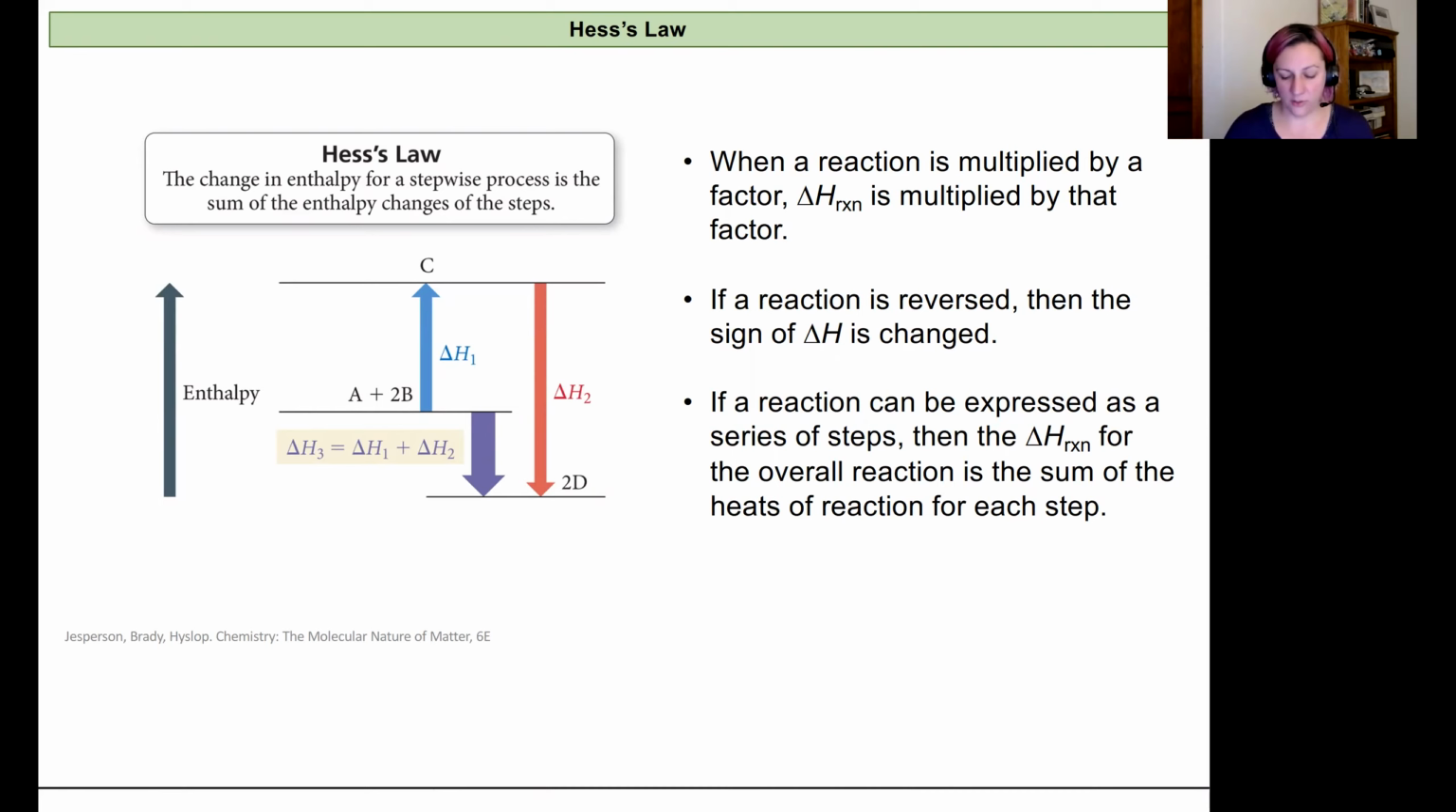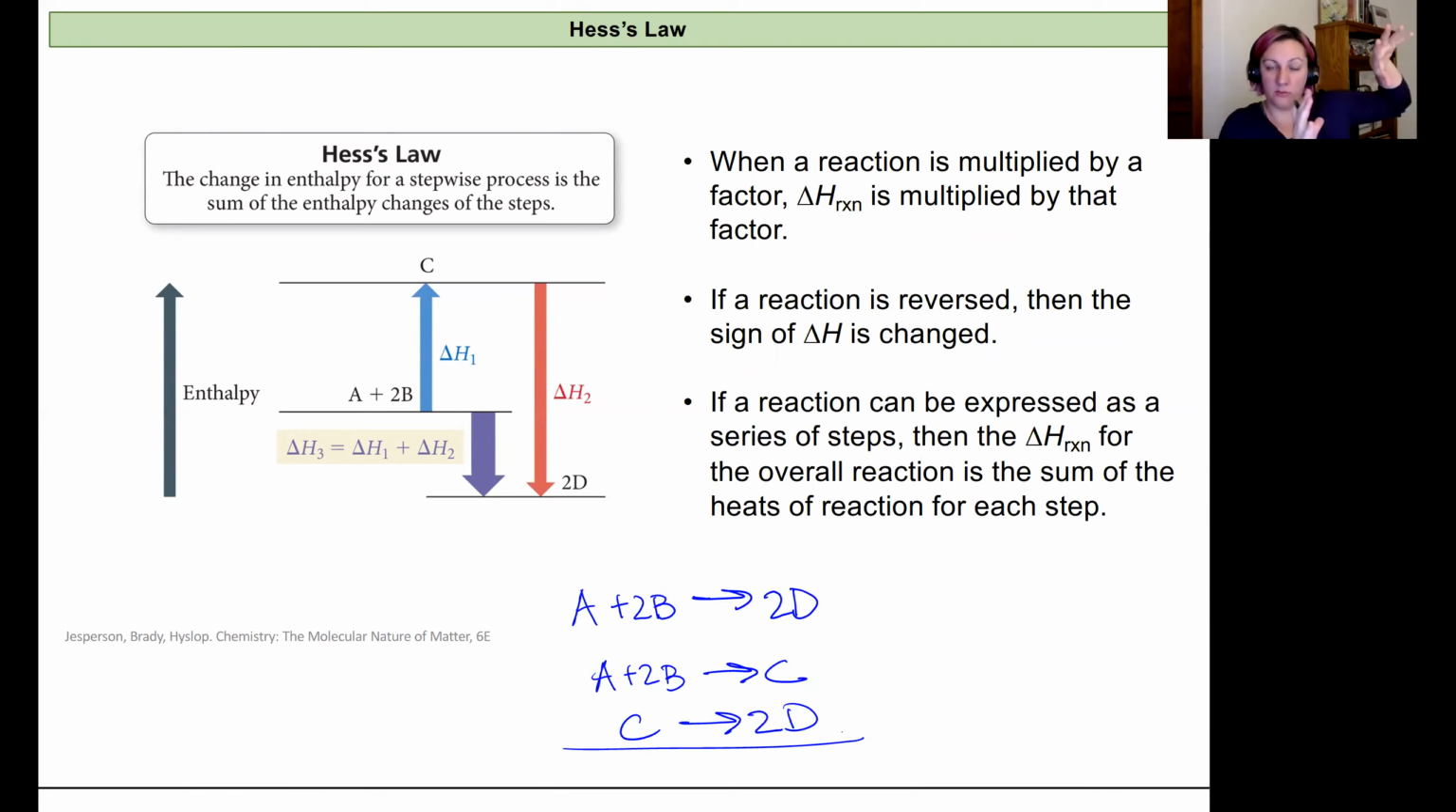So if I take my overall reaction that A plus 2B becomes 2D, I could break this up if I know that A plus 2B becomes C and that C becomes 2D. If I take the sum of these two reactions, taking everything on the right side and left side and adding them together, I would have A plus 2B plus C becomes C plus 2D. And I can essentially cancel out those C's on both sides, kind of like our net ionic equations, since it's the same on each side of my arrow.